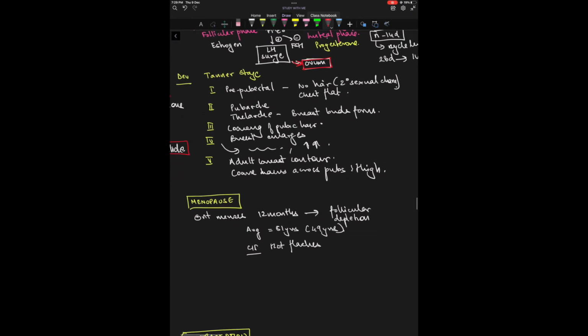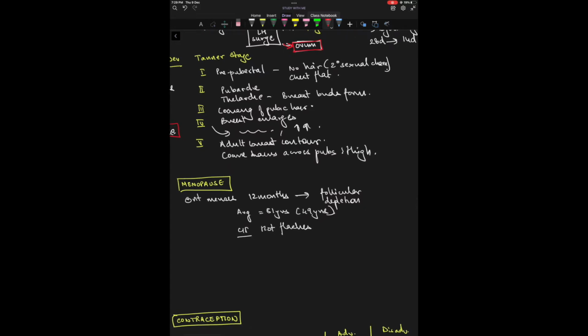In female development, there are 5 Tanner stages. First is pre-pubertal. There is no hair in the pubic and axillary region, and the chest is flat. Tanner 2 is pubarche and thelarche. Pubarche is the presence of hair, and thelarche is the formation of breast buds. Then in subsequent stages, there is coarsening of pubic hair and enlargement of the breast. And finally, in stage 5, there is adult breast contour and coarse hair across the pubes and the thigh. This is in females.